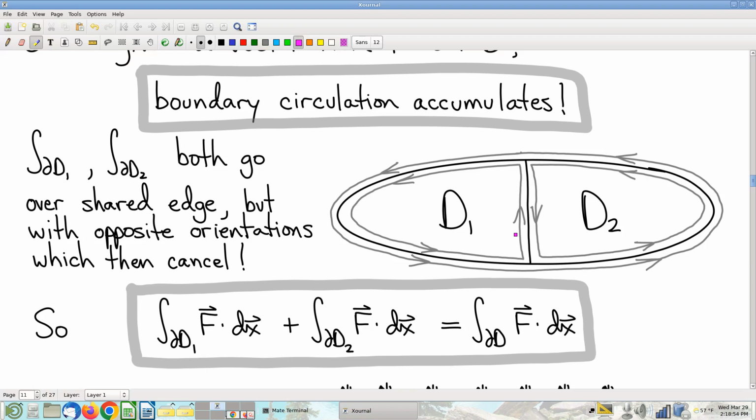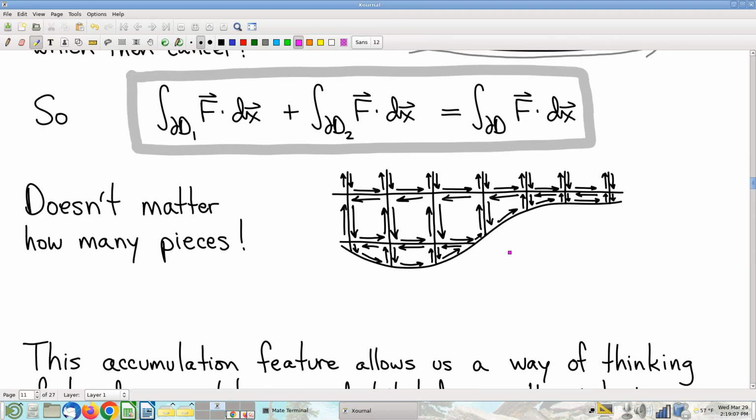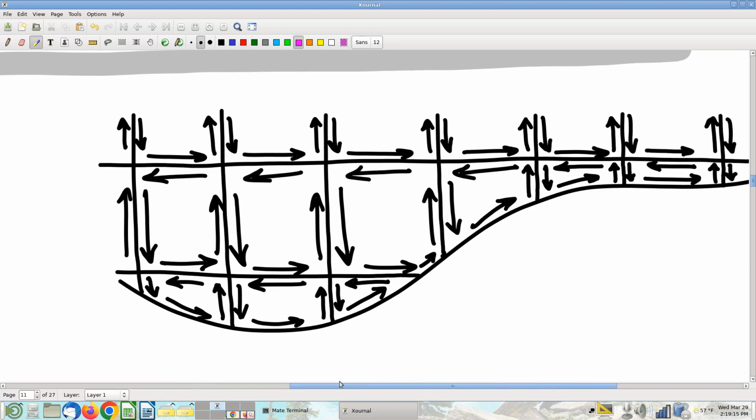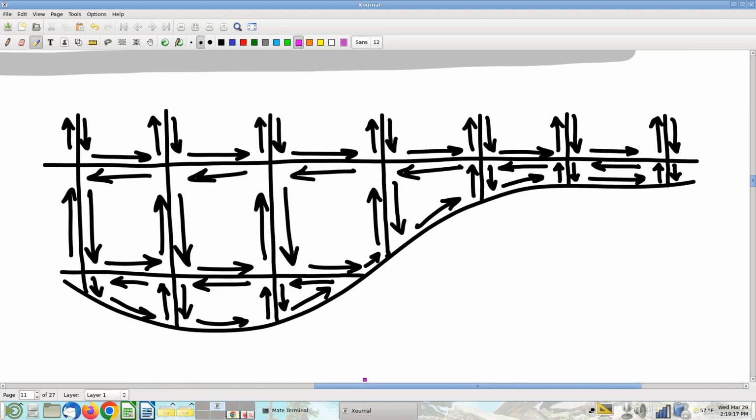All right. Now, I added this line in the process of dividing D1 from D2, and that's where we had the two pieces that canceled. I want to point out you can divide it as many times as you want. Go crazy. Chop up your domain into as many pieces as you want, such as I have in this picture here, and the exact same thing happens.